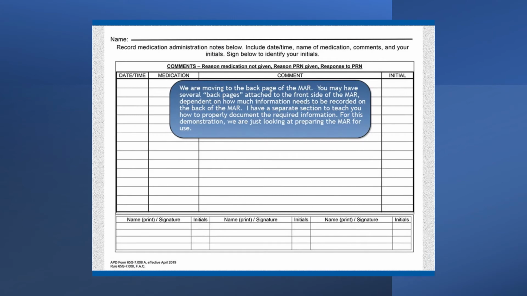To complete setting up a new MAR, we will move to the back page of the MAR. You may have several back pages attached to the front side of the MAR, dependent on how much information needs to be recorded on the back of the MAR. Be sure the client's name is on each of the pages. I have a separate section to teach you how to properly document the required information. For this demonstration, we are just looking at preparing the MAR for use.